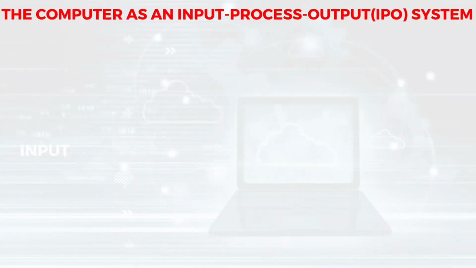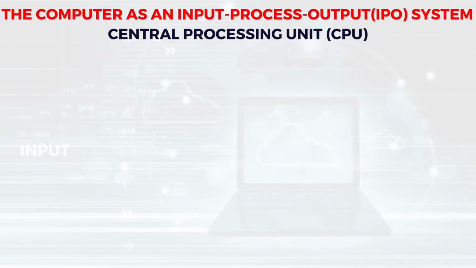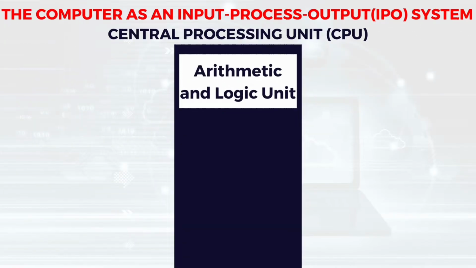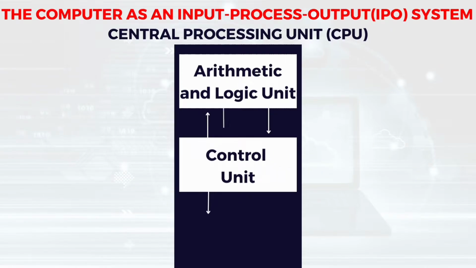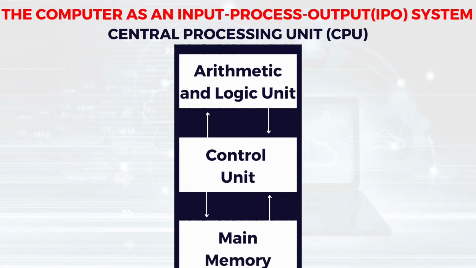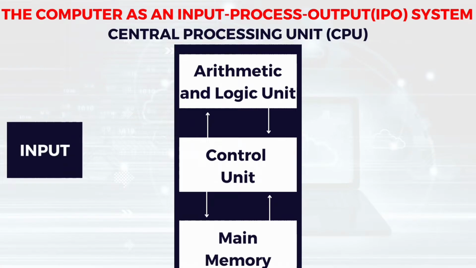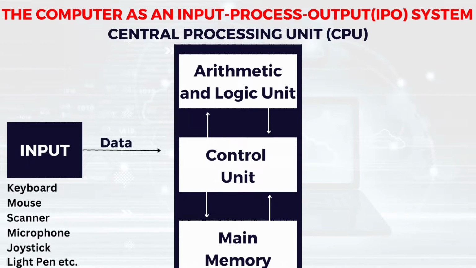Now let's use a diagram to understand this better. Now the computer is an input process output system. First of all, we'll talk about the central processing unit, and it is made up of the arithmetic and logic unit, followed by the control unit and the main memory. Now data flows into the computer through inputs. Those input devices bring in data to the computer, and there are various examples of input devices which include the keyboard, the mouse, the scanner, joystick, light pen, so on and so forth.